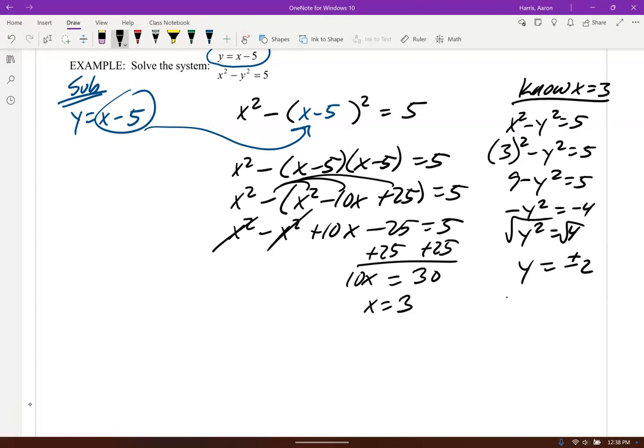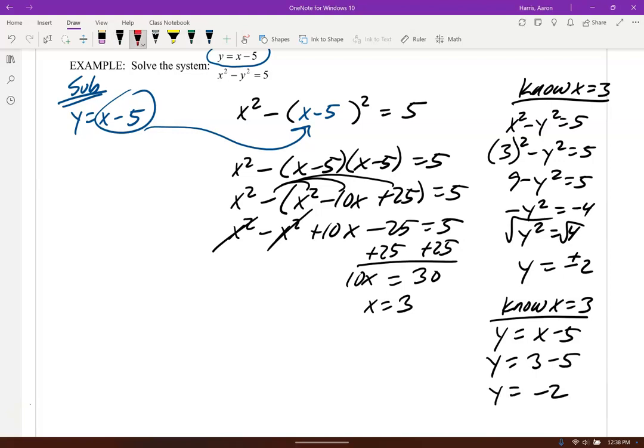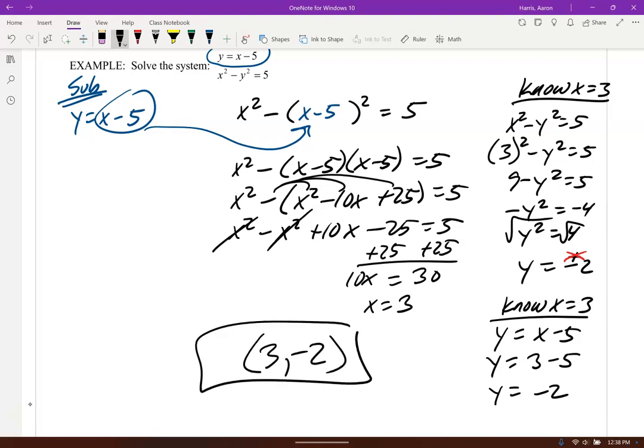Let's do it in the other one. y equals x minus 5. Well, if I plug 3 in there, I get 3 minus 5, or negative 2. So I can't include the positive 2 because it has to satisfy both of the original equations. So it's only the (3, negative 2).